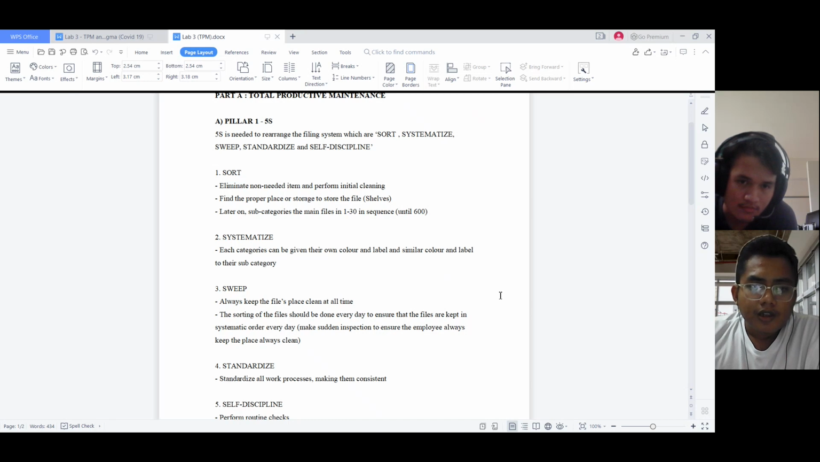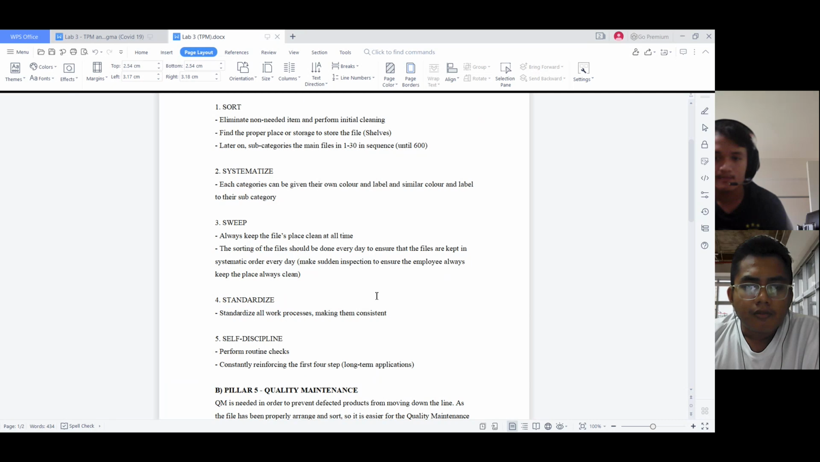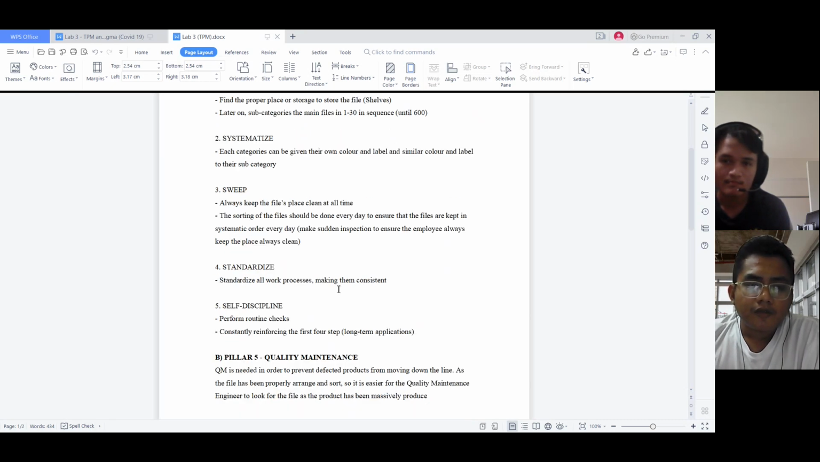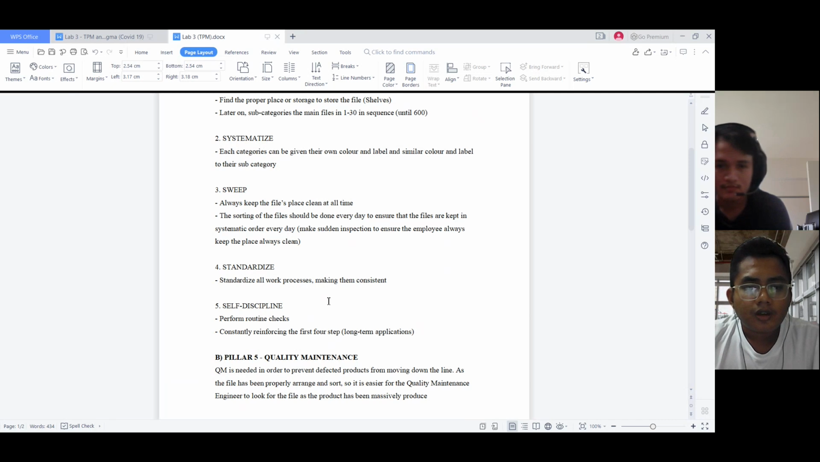Always keep the file place clean at all times, and the sorting of the file should be done every day to ensure that the files are kept in systematic order every day. And we have to make sudden inspections to ensure the employees always keep the place clean. And the fourth S is standardize, and we have to standardize all work processes, making them consistent. And the last S is self-discipline. Perform routine checks and constantly reinforce the first 4 steps for long-term application.